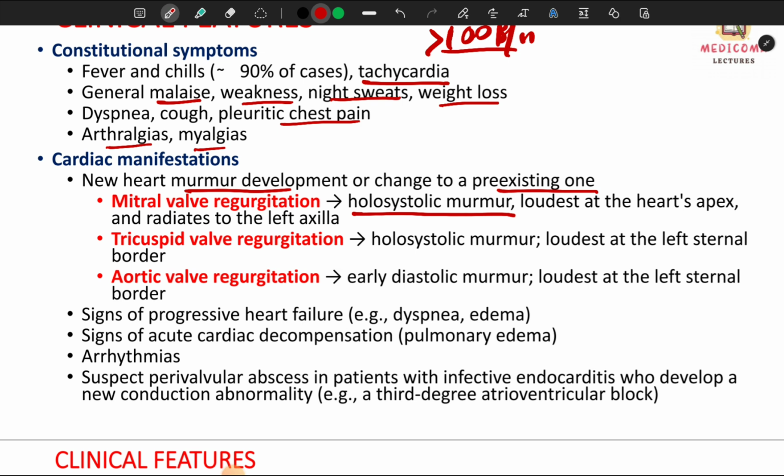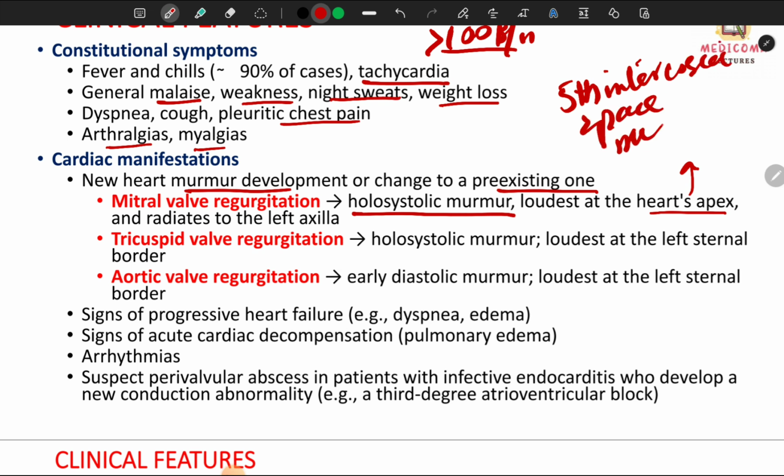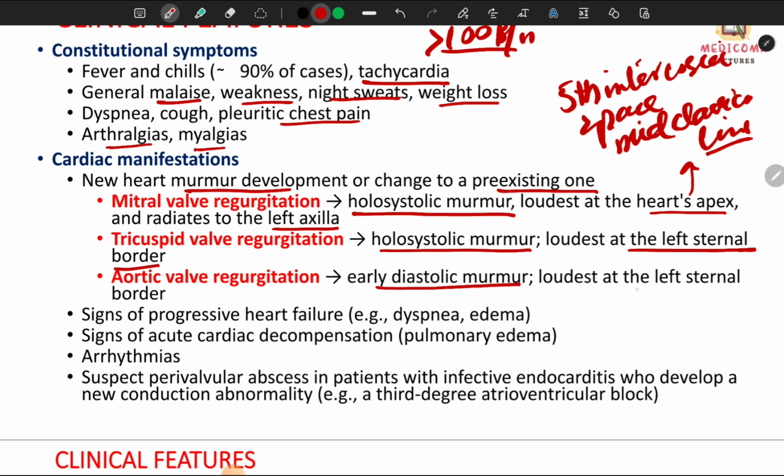So where is the point? Loudest at the heart apex, which is at the fifth intercostal space, mid-clavicular line. Here we can see it radiates to the left axilla. If there is tricuspid valve regurgitation, there is also a holosystolic murmur, but loudest at the left sternal border. And in aortic valve regurgitation, there is an early diastolic murmur, which is loudest at the left sternal border.